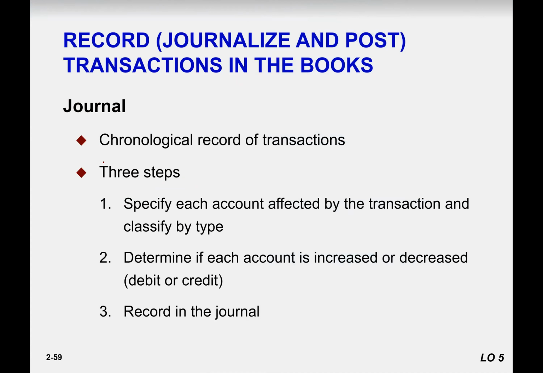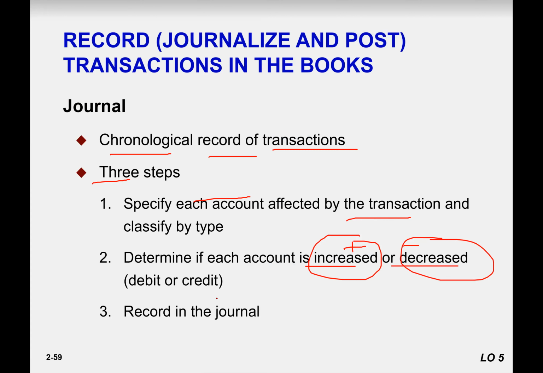A journal is a chronological record of transactions, which means date-wise, step by step. It specifies each account affected by the transaction and determines if each account is increased or decreased. We do not write positive and negative here. We write increase or decrease, which means whether it is the debit or credit side. We need to see that, and then we make a journal entry. In short we call this the journal, but some books also call it the journal entry.